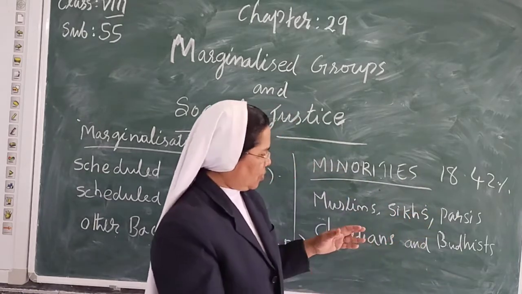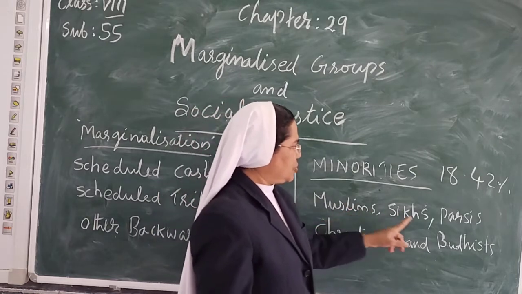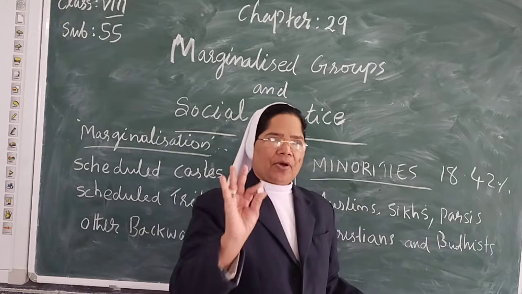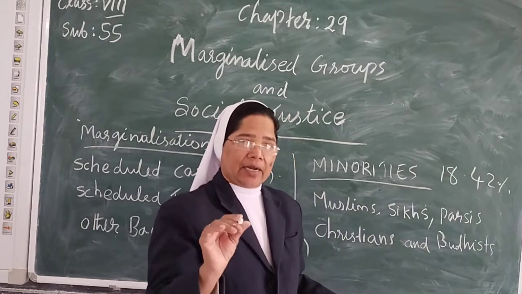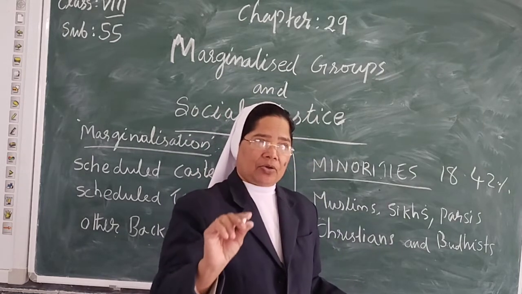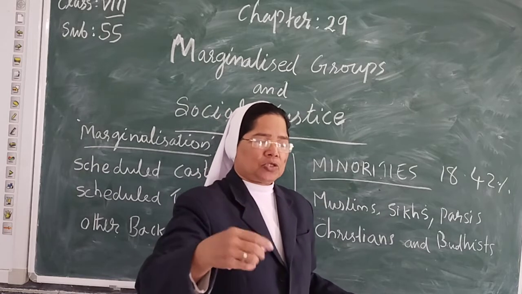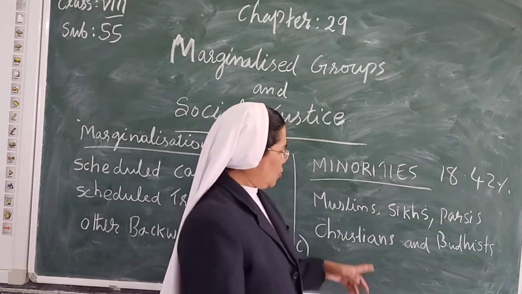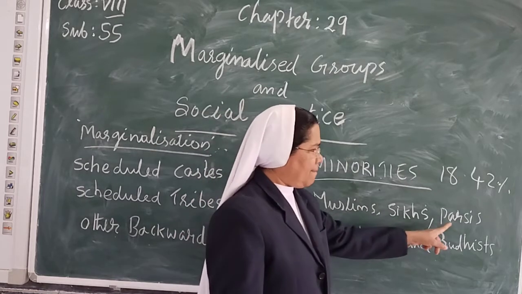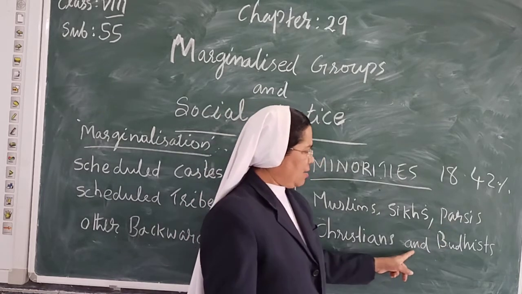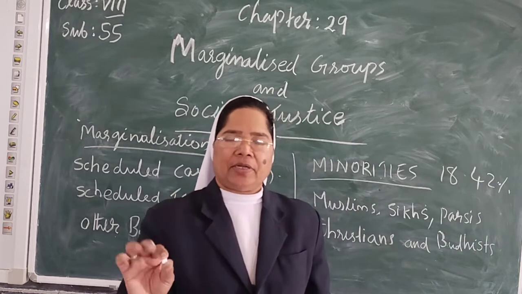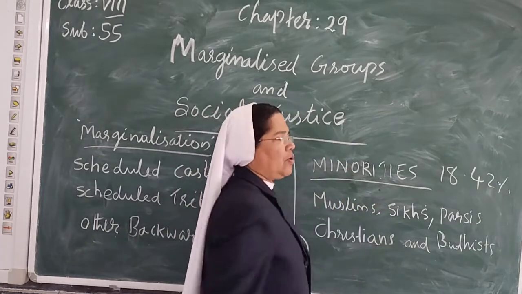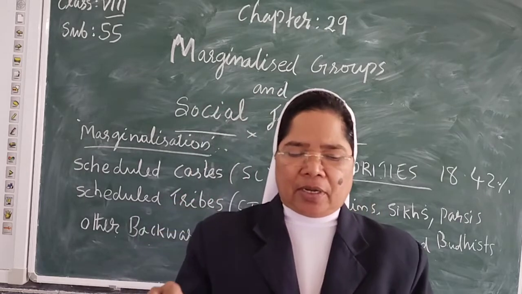So the government took the five: Muslims, Sikhs, Parsis, Christians and Buddhists. The government declared these five communities as the minority. So they have some special reservation. So Muslims, Sikhs, Parsis, Christians and Buddhists are the minority. These five communities are included as the minority community.